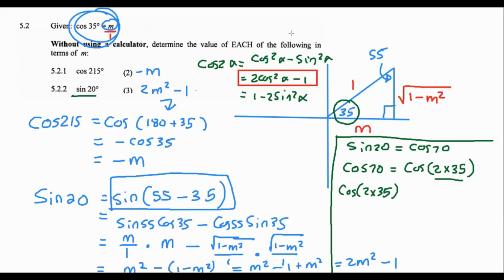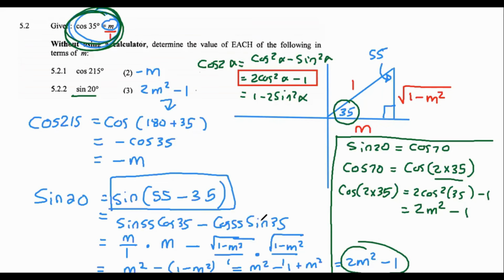Okay. And so that's going to end up becoming 2 cos squared 35 minus 1. And so we already know that cos 35 is equal to m. Remember, they said that here at the top of the question. So we already know that that is m. So we can then say 2 m squared minus 1. And so we get the same answer whether we do it that way or whether we do it the way that we did it in the beginning. It doesn't really matter.